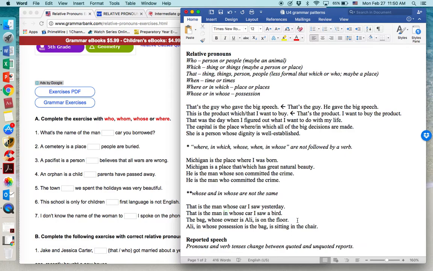Right? Alternatively, the bag whose owner is Ali is on the floor. So the bag is on the floor in this statement. We know that the owner is Ali. And in the next statement, Ali, in whose possession is the bag, is sitting in the chair. In this case, Ali is sitting in the chair, and we know that he has a bag.